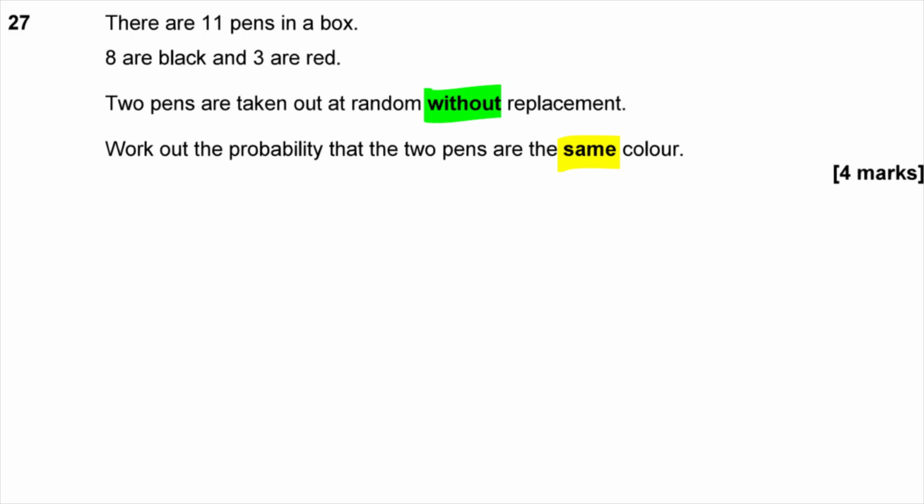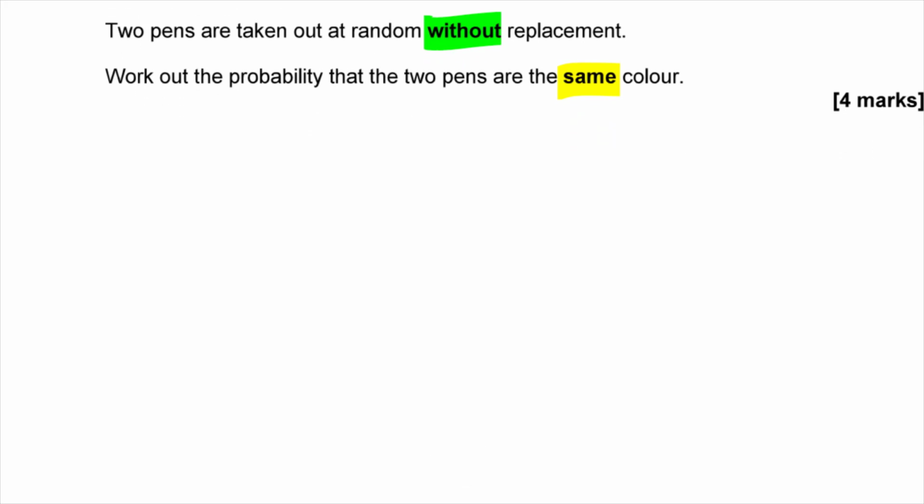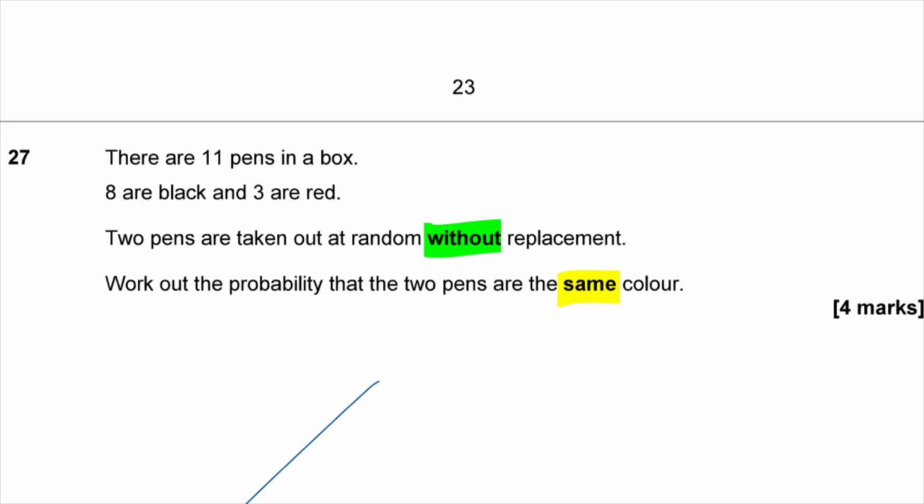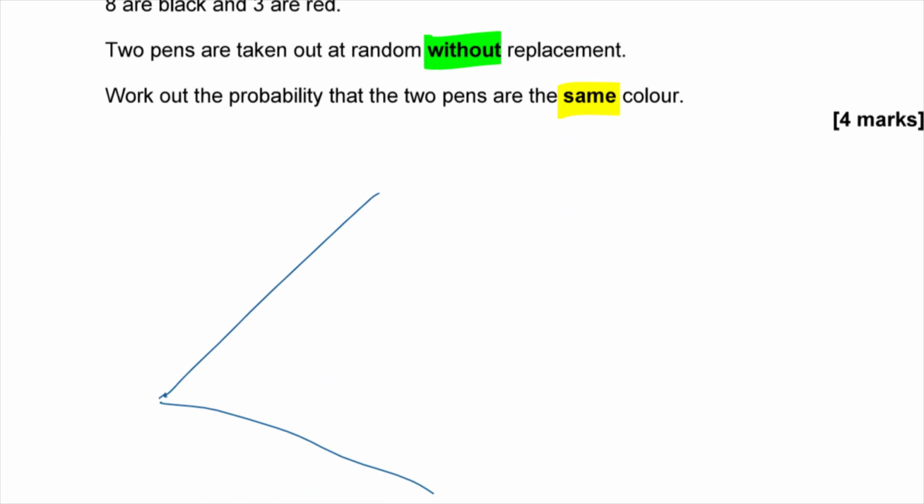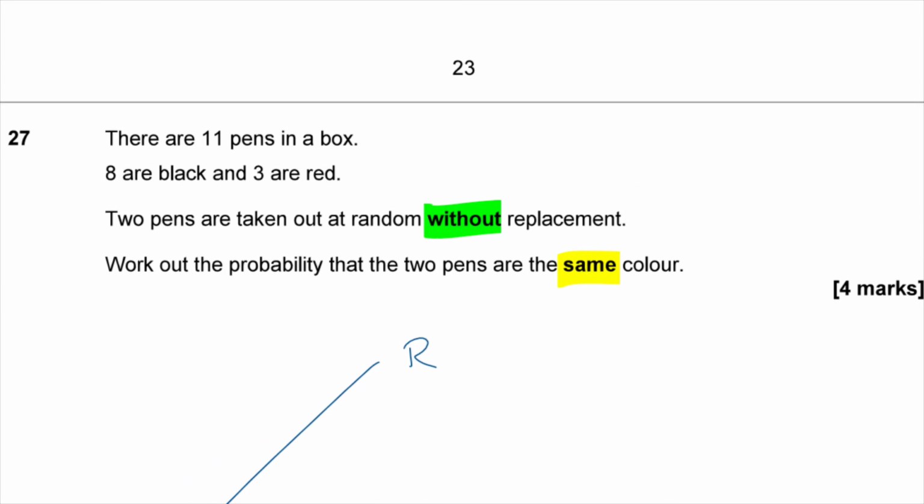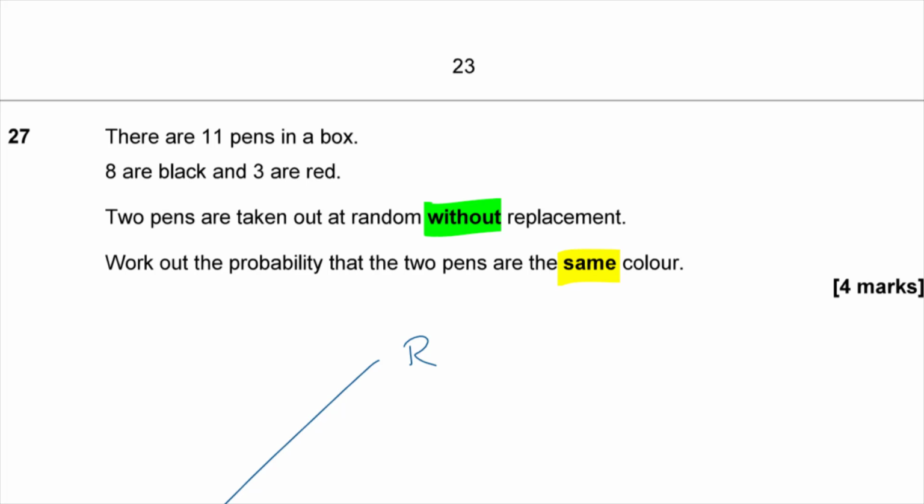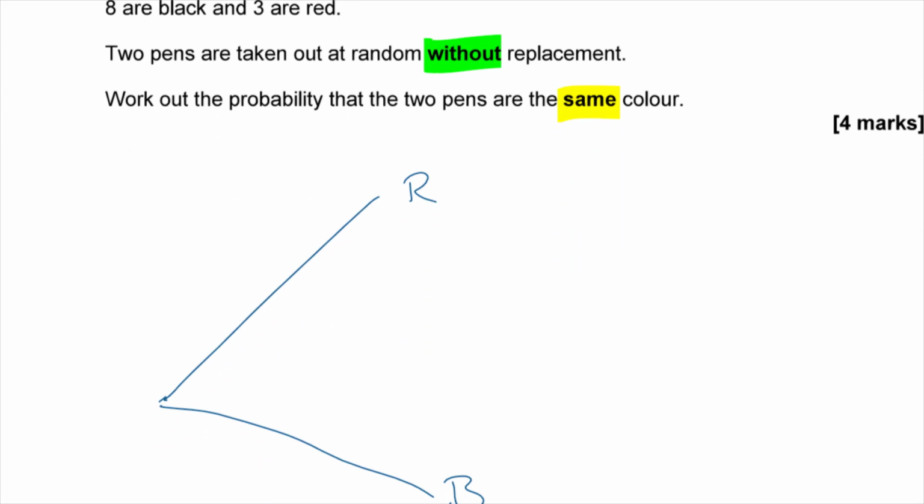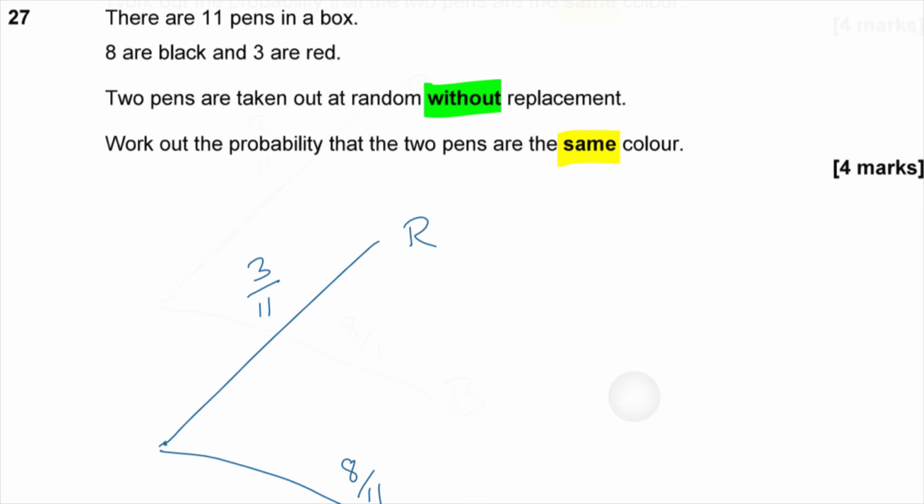Okay, now without replacement means it's dependent probability, so we just need to take care with our fractions here. I'm going to draw a probability tree, I think. So I'm drawing 2 pens, so I'm going to make this red and black for our 2 types of pen. So there are 11 pens in the box, 8 are black and 3 are red. So 3/11ths are going to be red and 8/11ths are going to be black on the first selection.